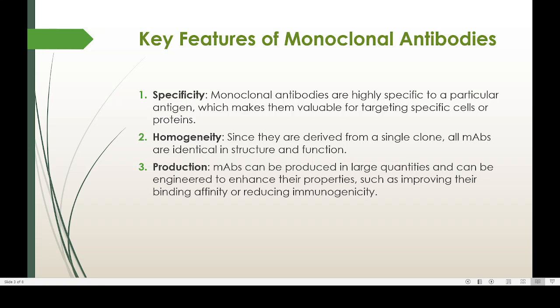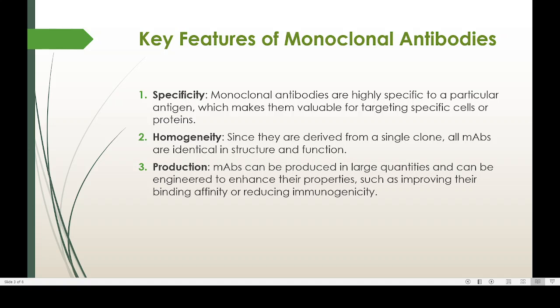The second property is homogeneity. They are derived from a single clone, and all the monoclonal antibodies are identical in structure and function. So they are highly similar, they have the same structure and the same function. That is another peculiarity, homogeneity. That property of having the same structure and function is known as homogeneity.